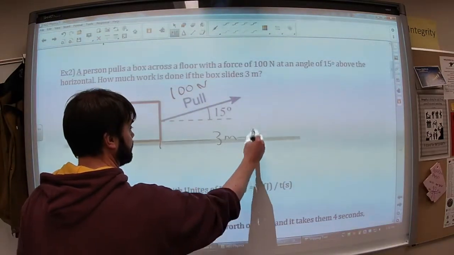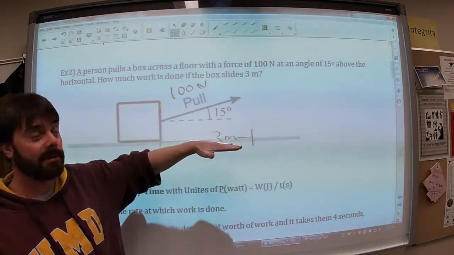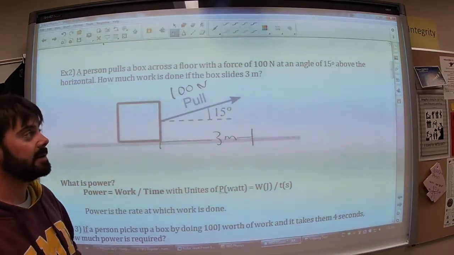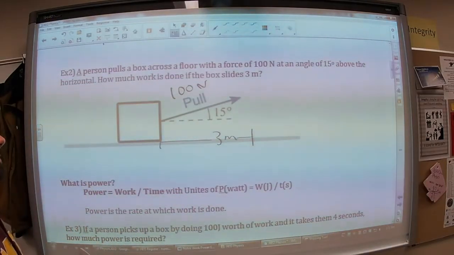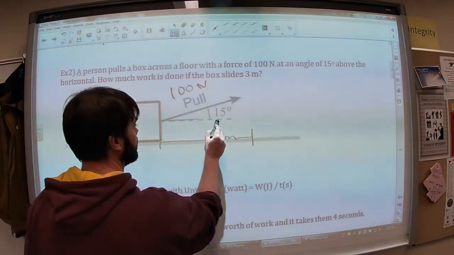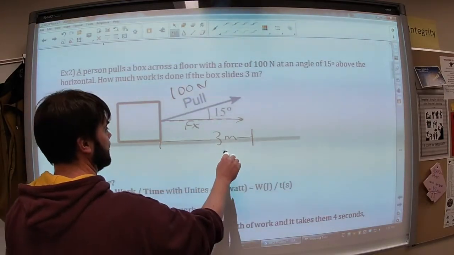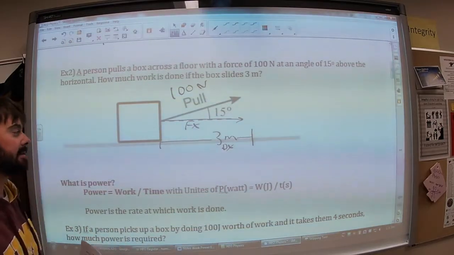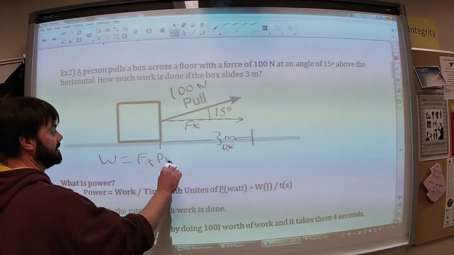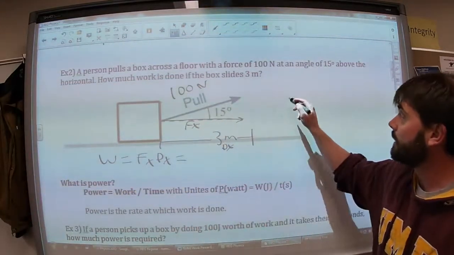Again, the direction of motion for the box is perfectly horizontal, but they are pulling at somewhat of an incline above the horizontal. So we need to do a little bit of trigonometry in order to figure this out. Work is still going to be force times distance, but we need the force in the x direction if we're going to multiply it by the distance in the x direction. So our work equation is still going to be pretty simple: work is force times distance. We'll say it's F of x times d of x, but we have to do a little bit of trigonometry here to figure this out.